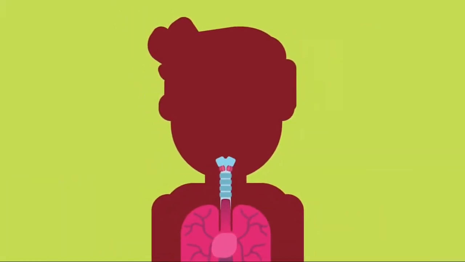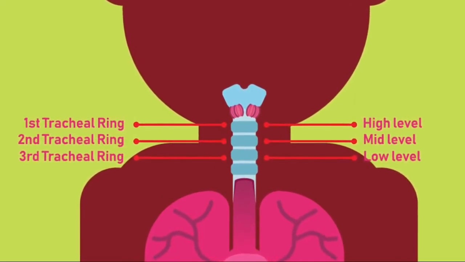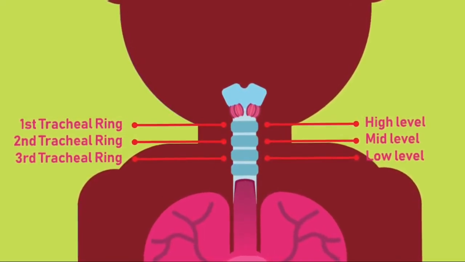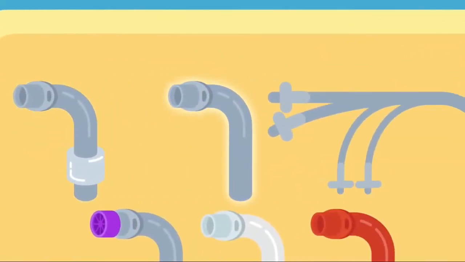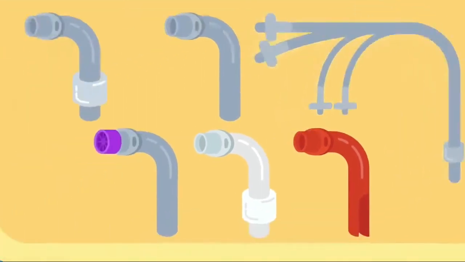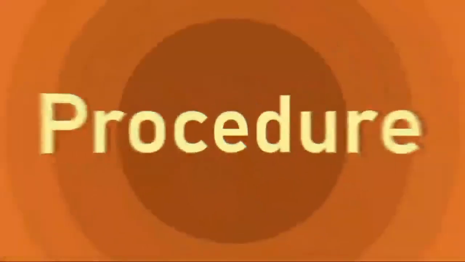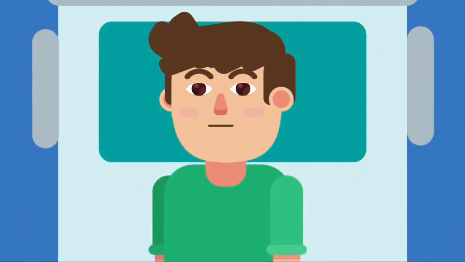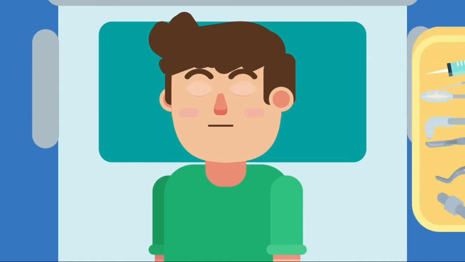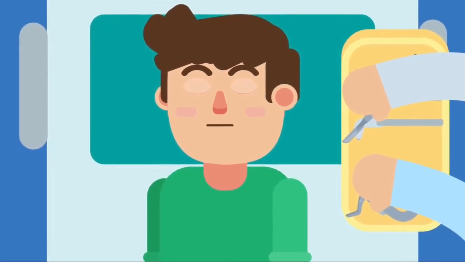Tracheostomy can also be classified as high, mid, or low, depending on the level at which it is inserted into the trachea. Different varieties of tracheostomy tubes include cuffed, non-cuffed, double lumen tubes, tubes with speaking valves, metallic tubes, and so on. Procedure. The procedure is preferably done under general anesthesia, but emergency cases may necessitate local anesthesia only. There are variations on the technique of the procedure, but generally, these are the steps.